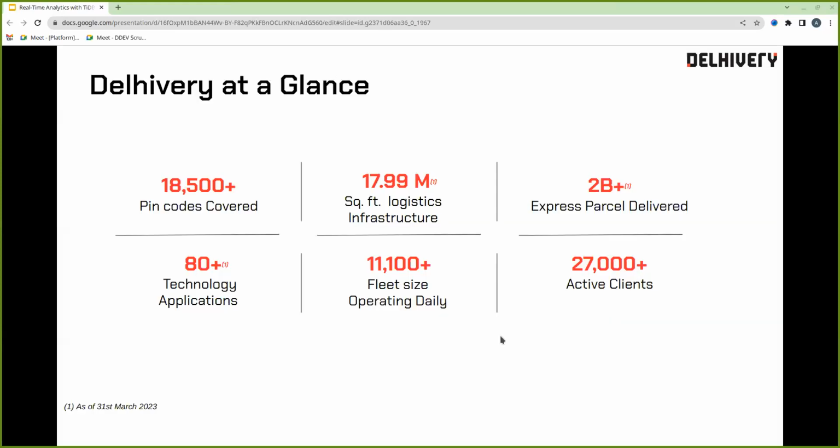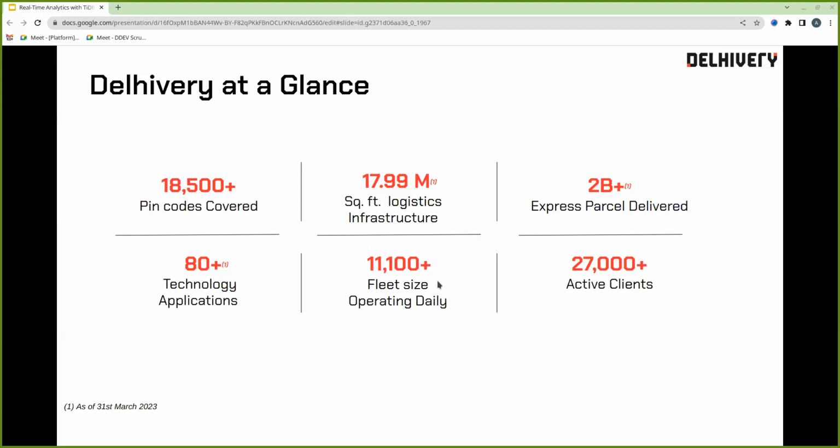Let me first highlight the scale and magnitude of our operations. Delhivery is the largest e-commerce logistics company in India, serving over 18,500 pin codes across the country. We have successfully delivered more than 2 billion parcels and operate an extensive infrastructure spanning approximately 18 million square feet. Our operations are powered by a suite of 80 plus technology applications supporting a client base of over 27,000 active clients. And to manage this vast logistics network, we have a daily operating fleet of 11,000 plus vehicles.